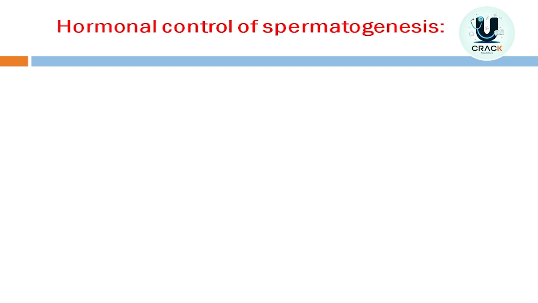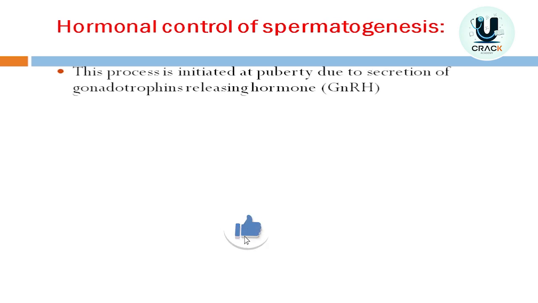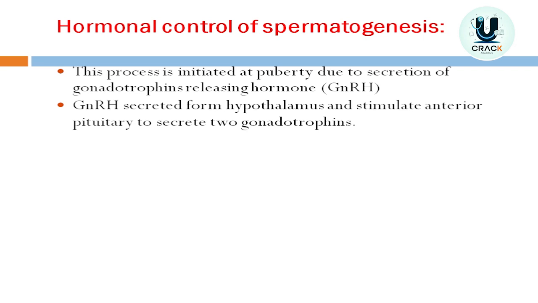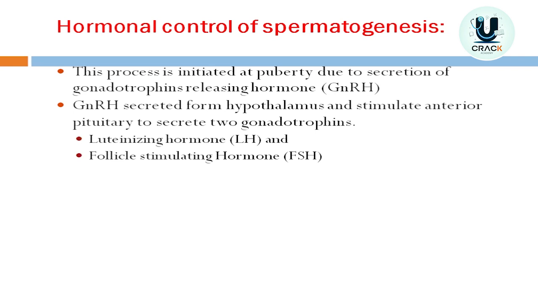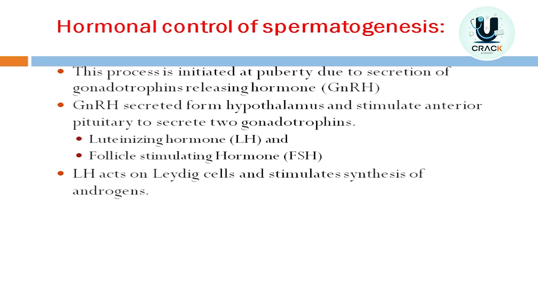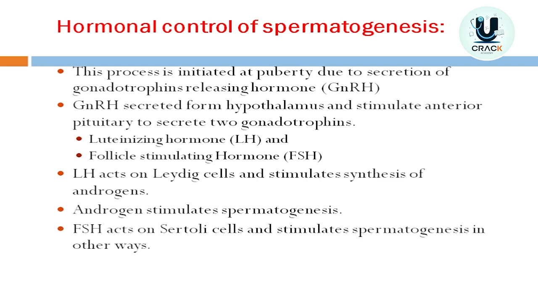Hormonal control of spermatogenesis. This whole process is initiated at puberty due to the secretion of gonadotropin releasing hormone. GnRH is secreted from the hypothalamus and stimulates the anterior pituitary to secrete gonadotropins, luteinizing hormone and follicle stimulating hormone. LH acts on the Leydig cells and stimulates synthesis of androgens. Androgen stimulates spermatogenesis, and FSH acts on Sertoli cells and stimulates spermatogenesis in another way.